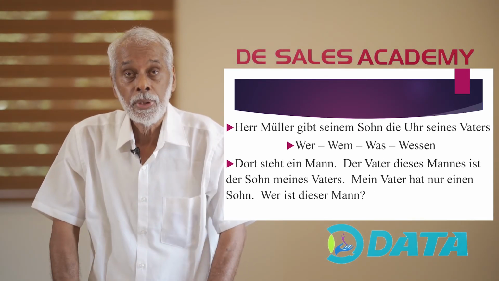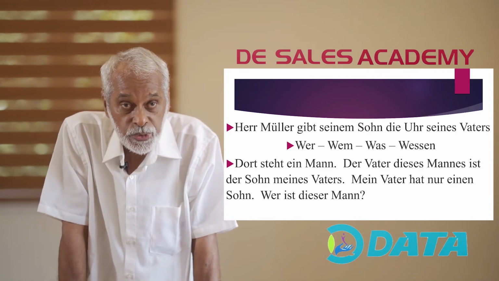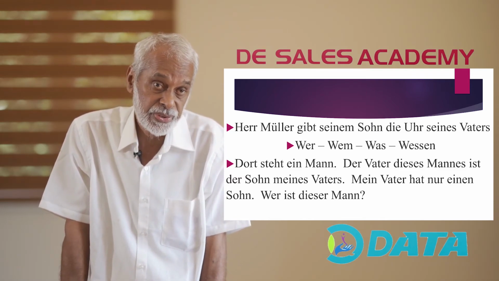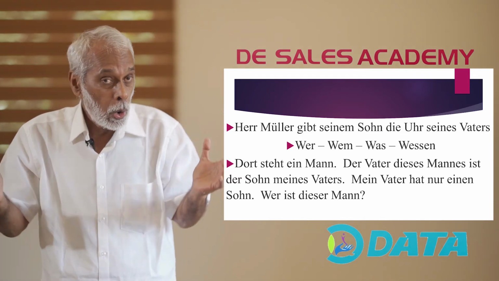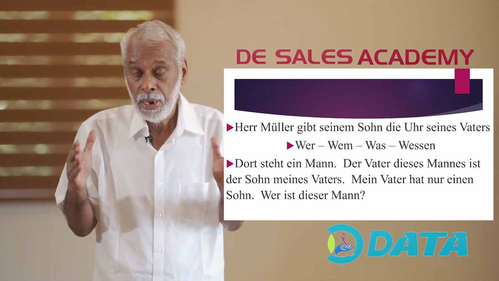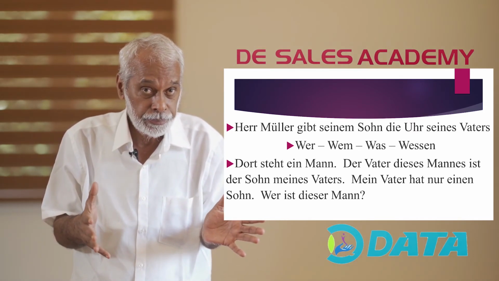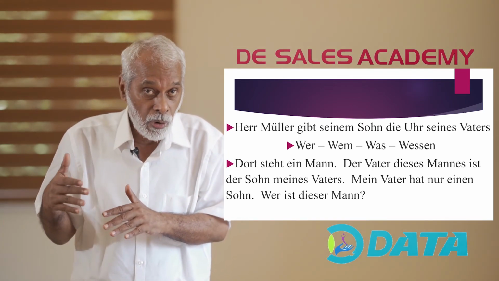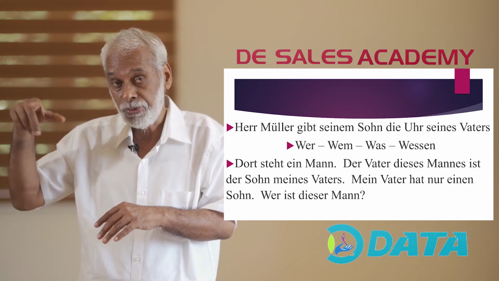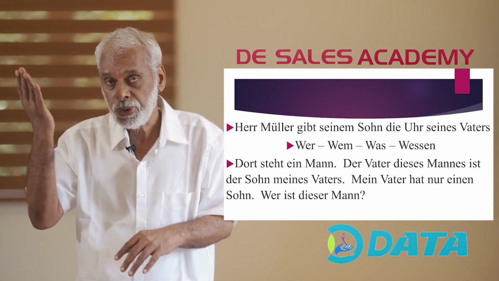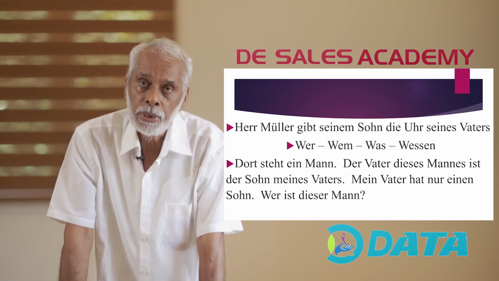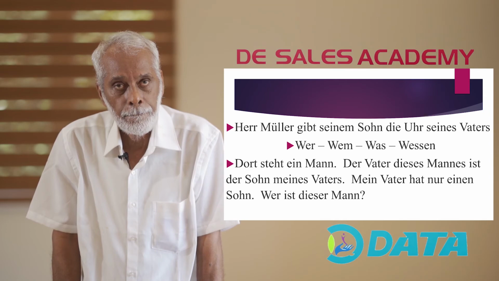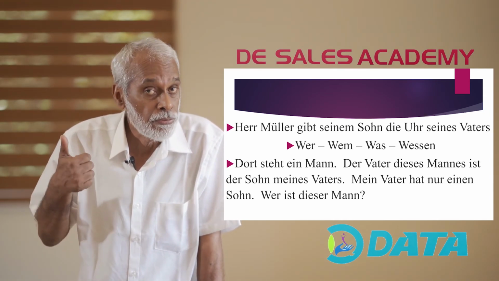Now look at this sentence. Herr Müller gibt seinem Sohn die Uhr seines Vaters. Now I have tried to combine all the nominative, accusative, dative and genitive here. Mr. Müller gives to his son the watch of his father. That is the father of Mr. Müller. Look at the sentence. Herr Müller gibt seinem Sohn die Uhr seines Vaters.